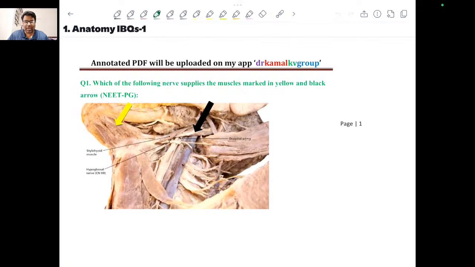So I have tried to compile a few important images, and I'll try to simplify the concepts rather than jumping on to the answer, and then we will take some related basic anatomical theoretical concepts also, right? So with this we can start the session.